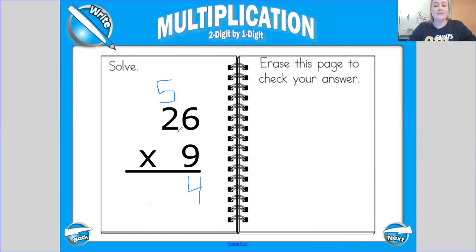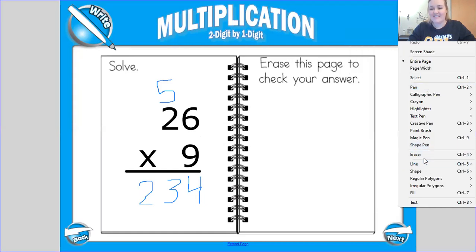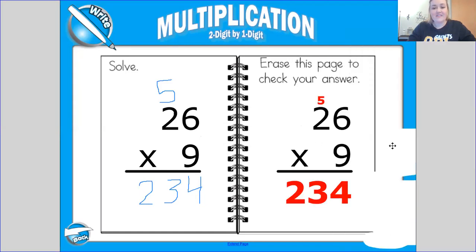Now 2 times 9, you could even do your trick here again, and I get 18. But this time I have to add the 5. So 18 plus 5 gives me 23. So my answer comes out to 234. Let's check that too. Make sure we were correct. Yep, 234. So just a few problems to walk you through how to do this.